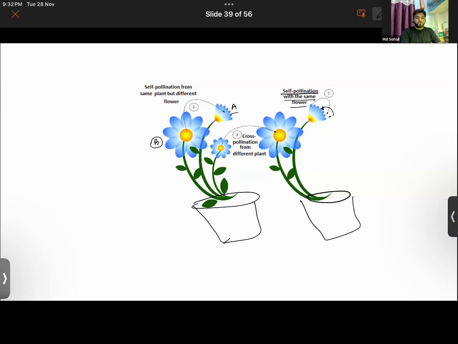Yes, sir, got it. Self-pollination occurs in bisexual flowers, right? Self pollination happens in bisexual flowers. Yeah. Only bisexual flowers, right?